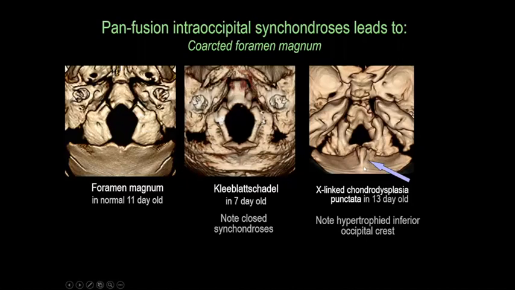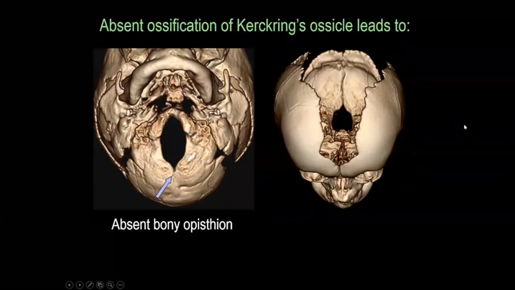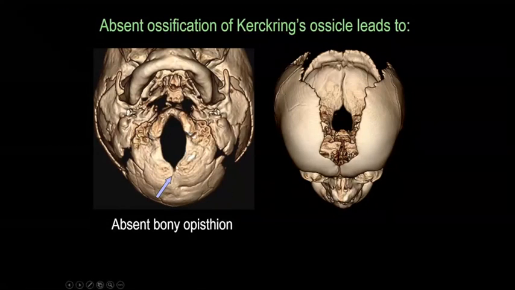Here in X-linked chondrodysplasia punctata, you have fusion of those synchondroses as well as hypertrophy of the inferior occipital crest. Absent ossification of Kirkring's ossicle leads to absent bony opisthion. There is cartilage there, there is just no ossification.